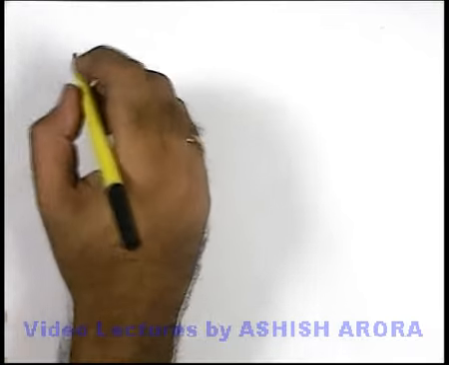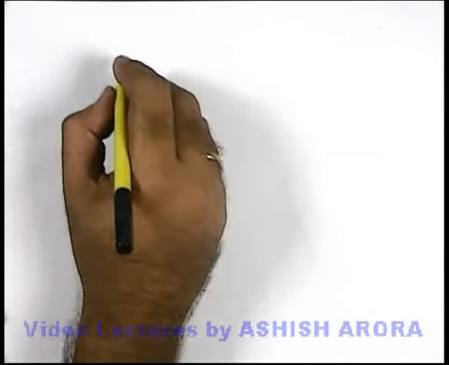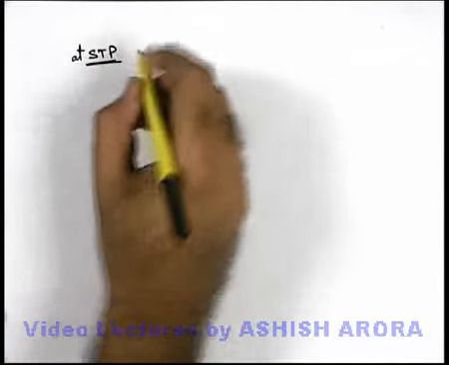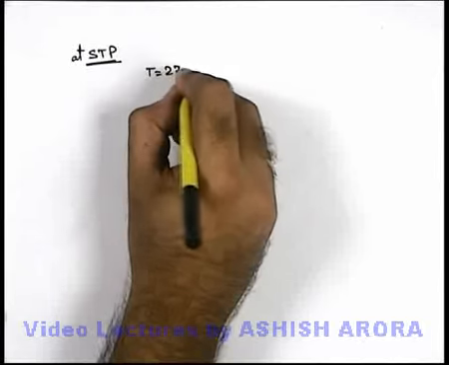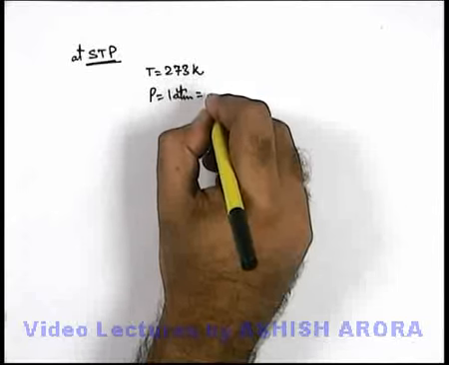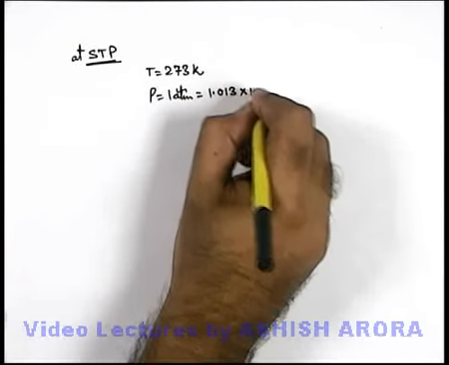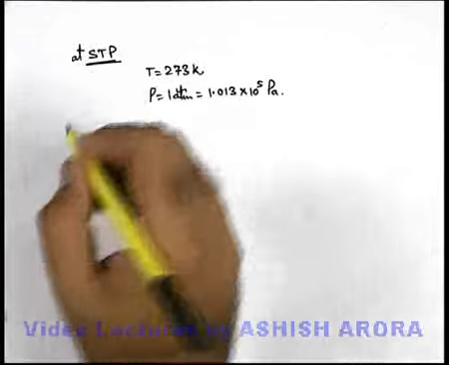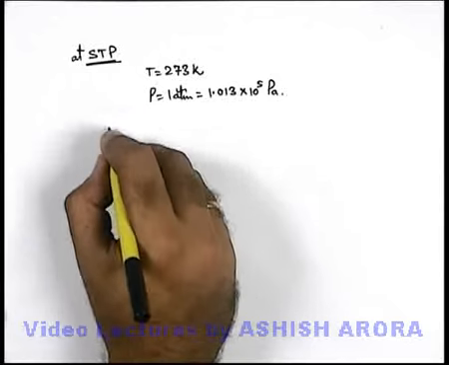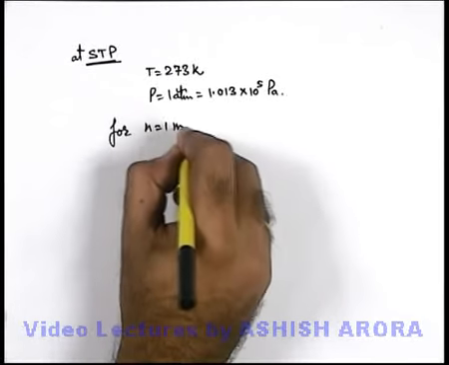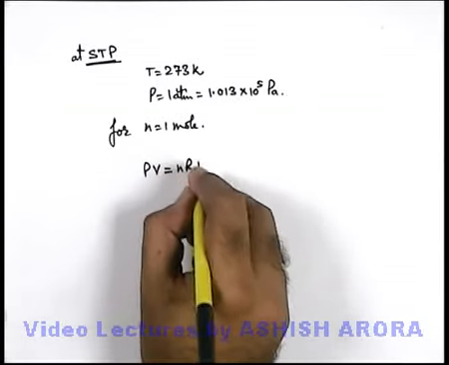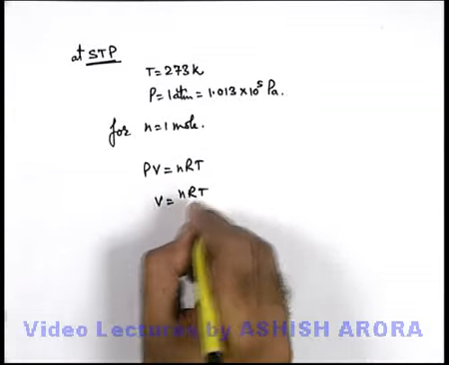If we use this ideal gas law, then we can also deduce a standard relationship at a standard temperature and pressure, which is generally considered as temperature 273 Kelvin and pressure 1 atmospheric pressure, which equals 1.013 into 10 to the power 5 Pascal. At STP, if we find out the volume of 1 mole of a gas, then for n equals 1 mole, you can easily calculate by using PV equals nRT. The volume can be written as nRT by P.